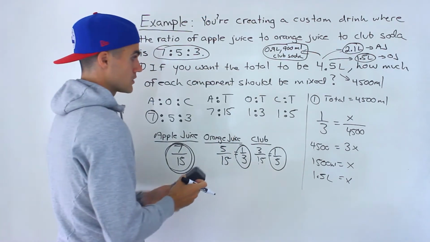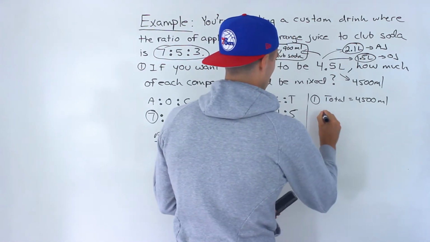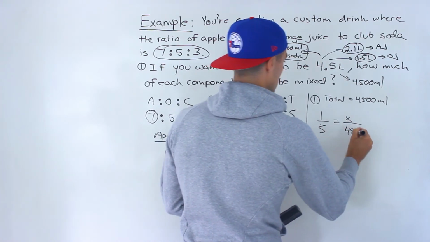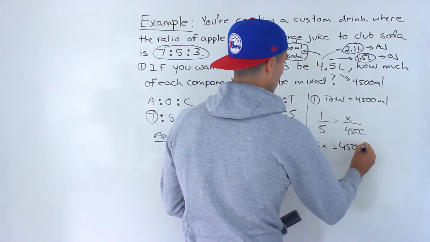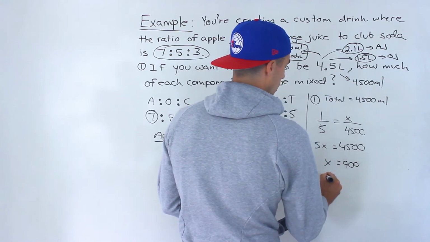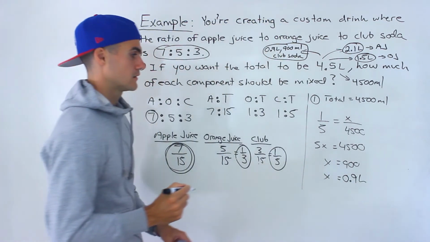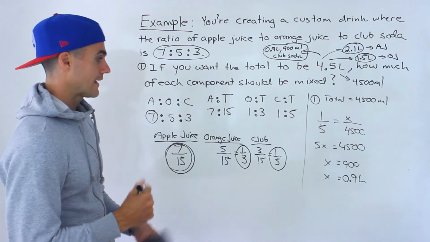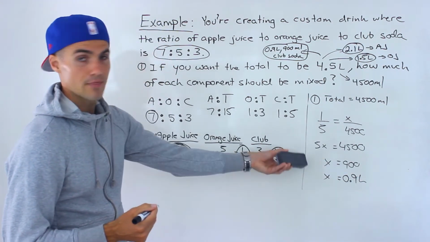And then this 900 milliliters, we could have also gone with this ratio. So we could have said 1 over 5 equals x over 4,500. Cross multiply, we would end up with 5x equals 4,500. Divide both sides by 5, we get that 900 milliliters, or 0.9 liters, if we divided it by 1,000 to convert it. Right? And again, we could have also took the 1 over 5, multiplied it by the 4,500 to get the 900.